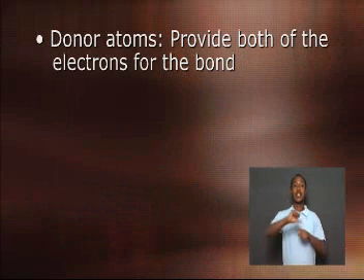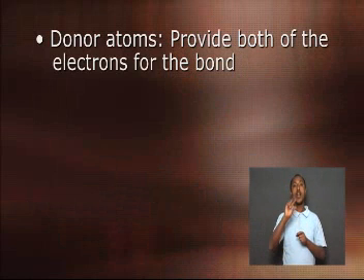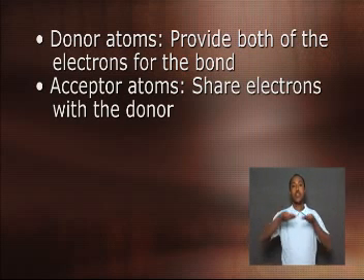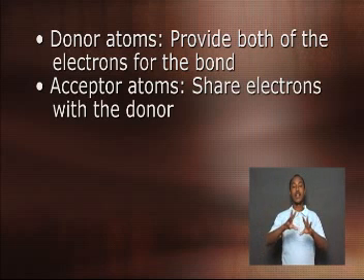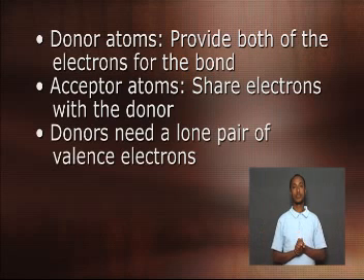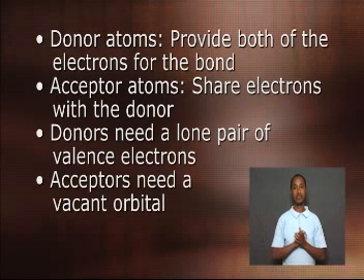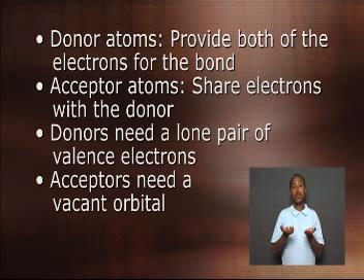The atom that provides both of the electrons for the bond is known as the donor atom. The atom that shares these electrons with the donor atom is called the acceptor atom. In order to be a donor, an atom has to contain a lone pair of electrons in its outermost shell. In order to be an acceptor, an atom needs to have at least one vacant orbital.